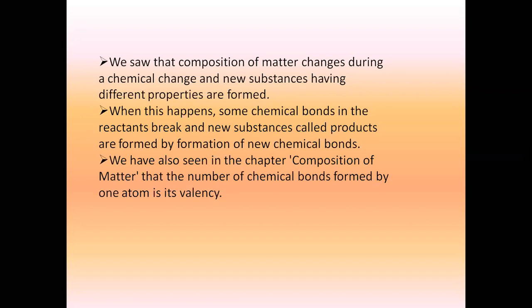We have also seen in the chapter composition of matter that the number of chemical bonds formed by one atom depends upon its valency. जितना valency होता है उतना वो bonds बनाता है. So let's see what is a chemical bond now. Under chemical bond, we are going to study two types of bond. One is ionic bond and one is covalent bond. So let's start with ionic bond first. First, let's understand what is the meaning of ionic bond.